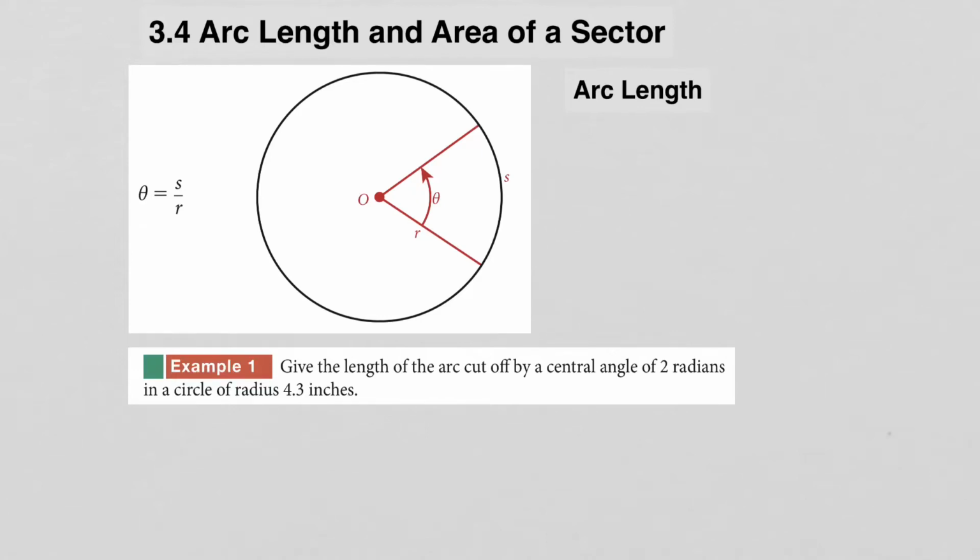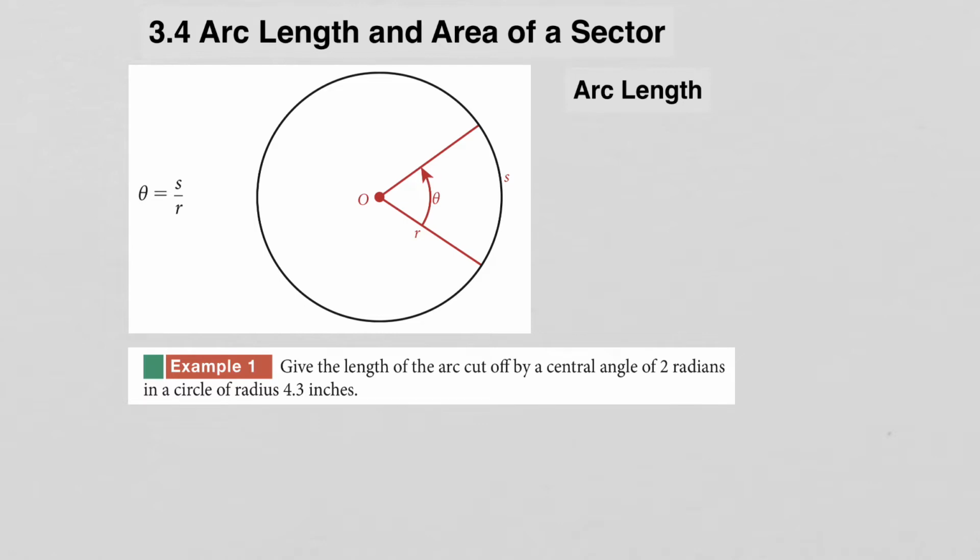In section 3.4, we look at arc length and area of a sector. So first, let's talk about arc length. We know from our definition of the measure of an angle theta in radians that theta is equal to S divided by R, where theta is a central angle in a circle, S is the arc length, and R is the radius of the circle. And this is how we measure an angle theta in radians.